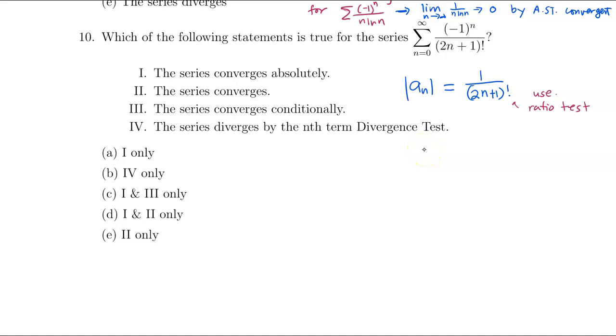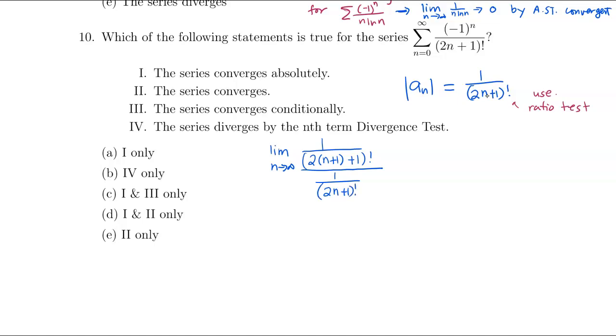So now you will have limit n approaches infinity of 1 over a sub n plus 1. So that means you have to replace your n here by n plus 1. So 2, and then you put parentheses, because if you don't, you're only multiplying 2 to n, right? So you have n plus 1. So the n plus 1 is multiplied to 2, plus 1 factorial, divided by the denominator, which is a sub n. So that's (2n plus 1) factorial.